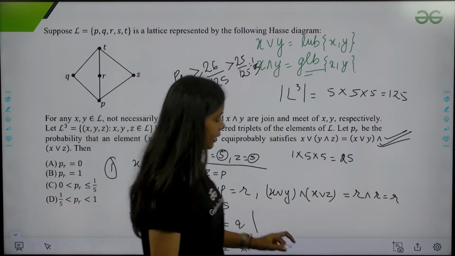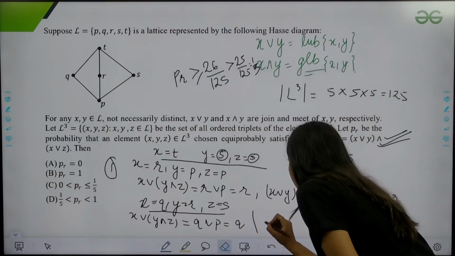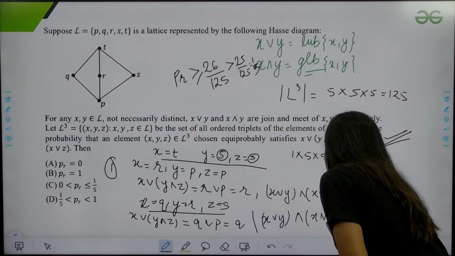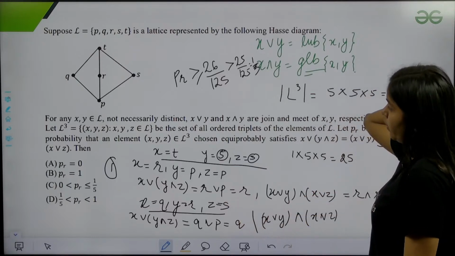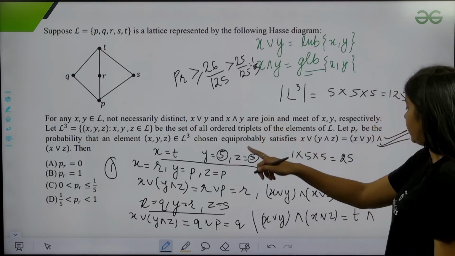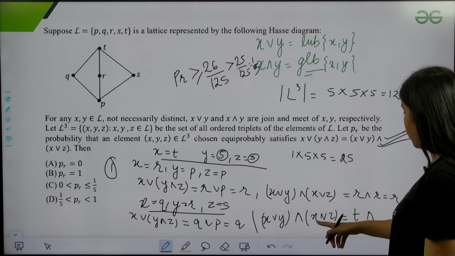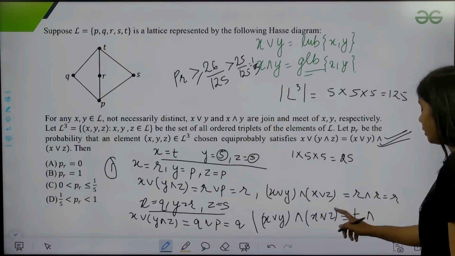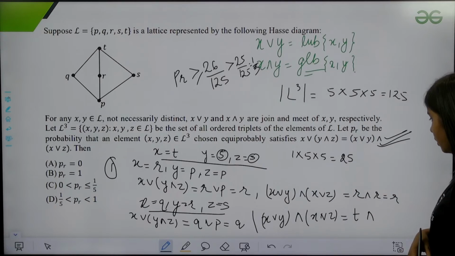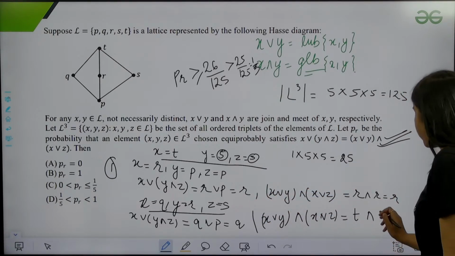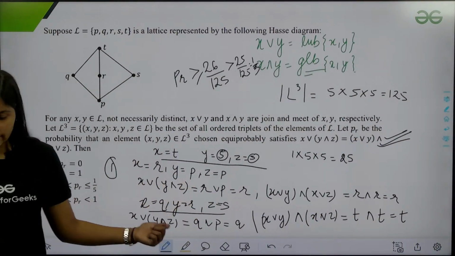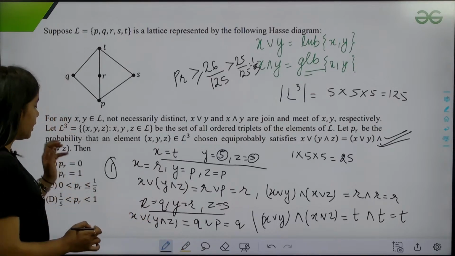Now we have to check the second condition, x or y and x or z. For x or y, Q or R, what will we get? That would be T. And x or z, that is Q or S. Q or S will be T. So from here I'll get T. So I can see that this condition does not get satisfied with Q, R and S. If this condition is not satisfied, that means it is not equal to 1.